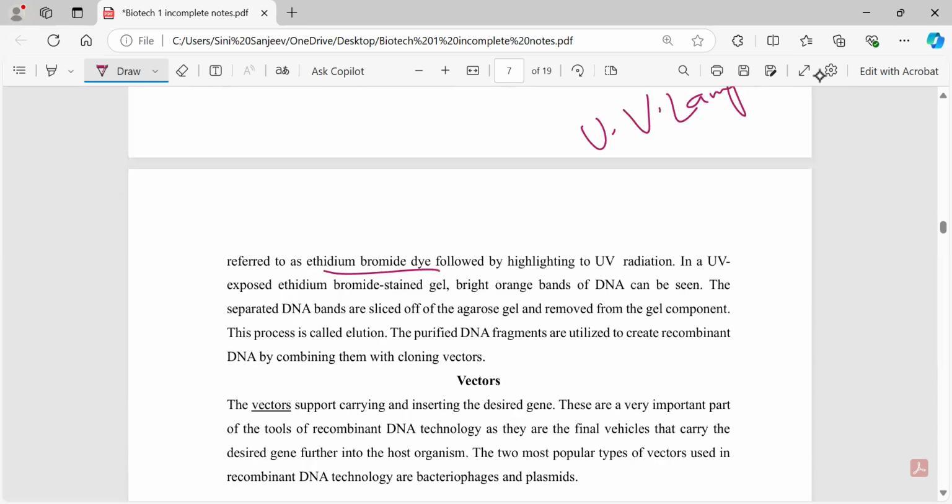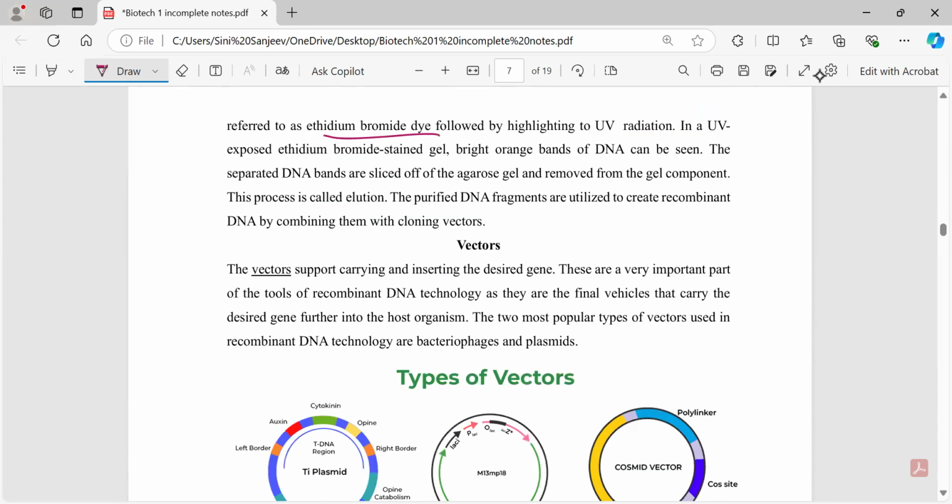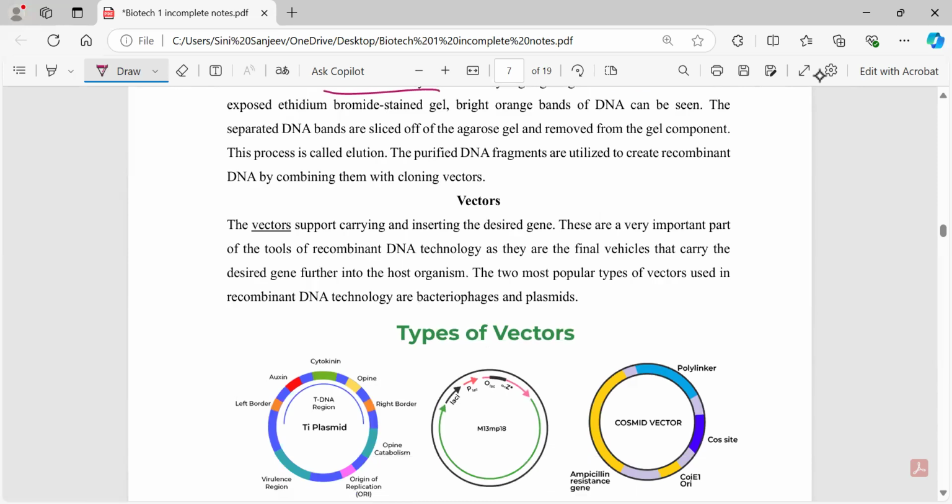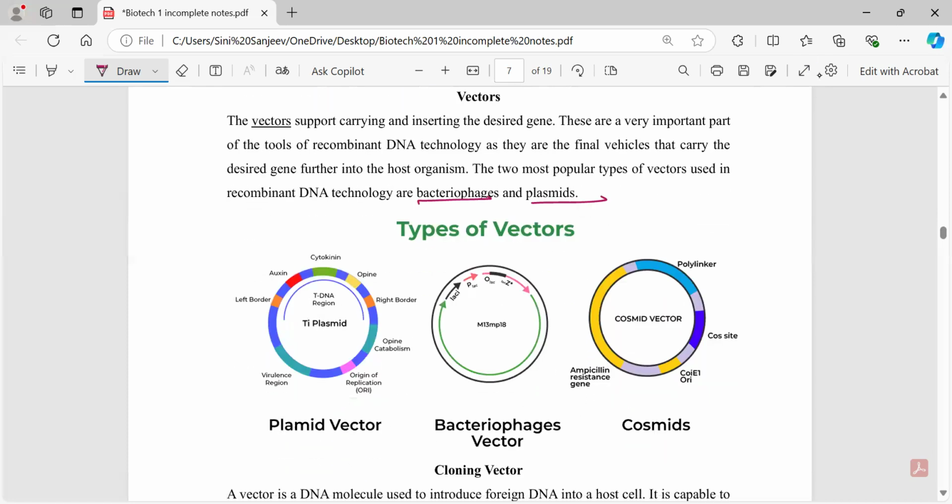Then the vectors, this is also completed. Two types of vectors mostly used are the bacteriophage and the plasmid vectors. These are the popular vectors which you use to carry your desired gene and insert it into your host. You can see the difference over here. This is the plasmid, this is the bacteriophage, and this is the cosmid, a combination vector.